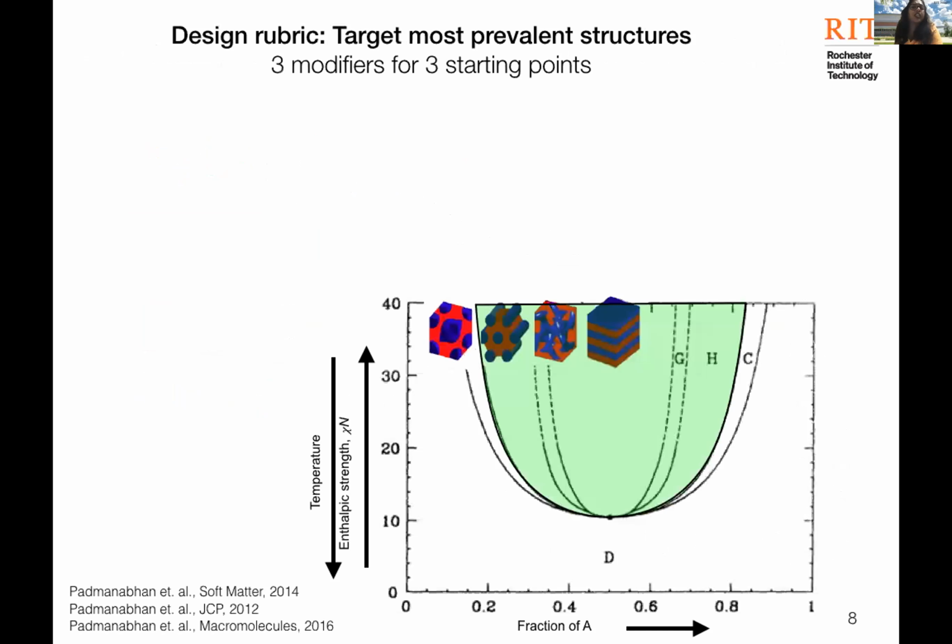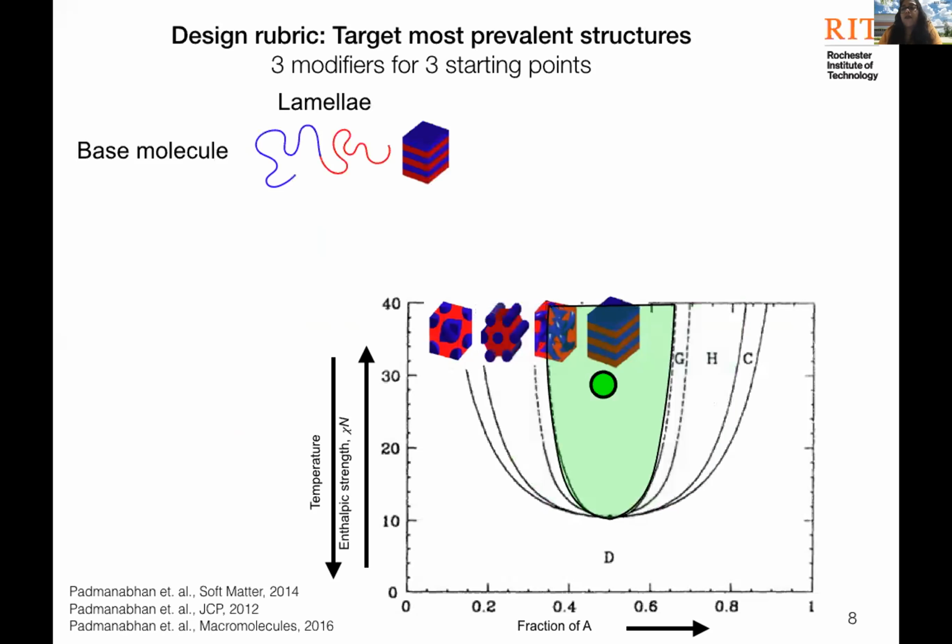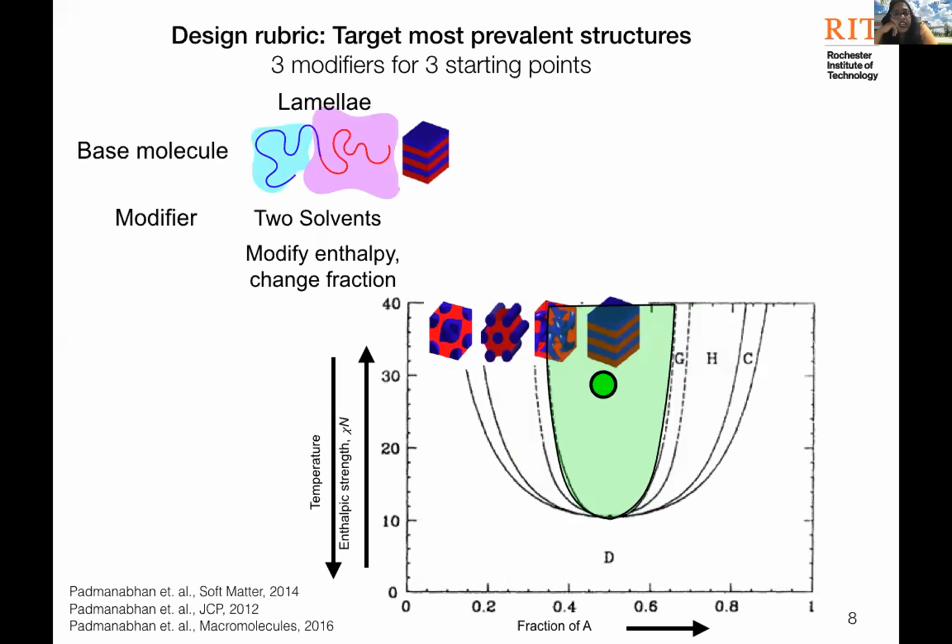Okay, so I'm going to give you a really quick summary of 3 different stories. Let's say we wanted a gyroid morphology at a specific volume fraction. We're most likely to land at the lamellar phase when you create a block polymer. So one strategy might be to use 2 solvents that change the effective volume fraction of the phase, and then you can move towards the left in the phase diagram and get the gyroid morphology.